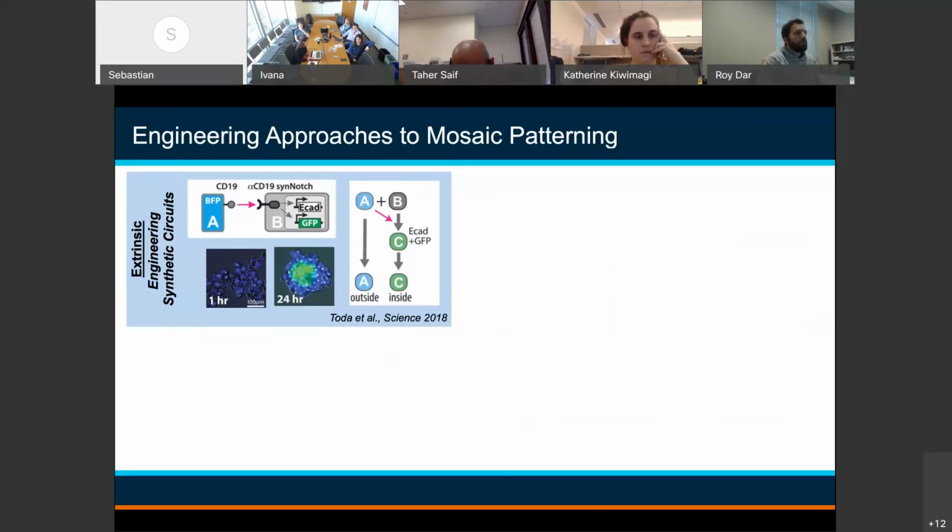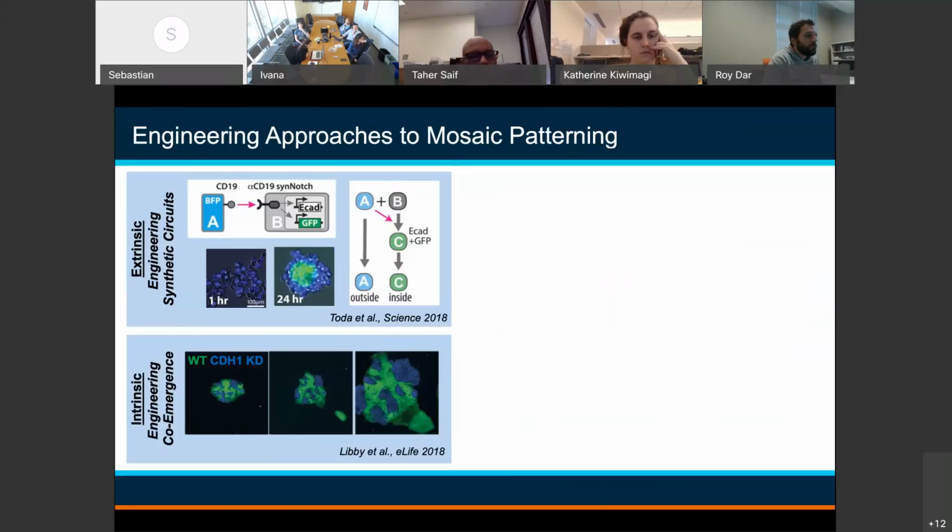But this is an engineered system, and we know, for example, that pluripotent stem cells have intrinsic gene circuits that define how they will organize. One example from our lab, from Ashley Libby, a previous graduate student, takes advantage of these intrinsic cell systems, and she shows that when you mix wild type cells with cells that have E-cadherin, CDH1, knockdown, these cells separate from each other and organize into these pockets.